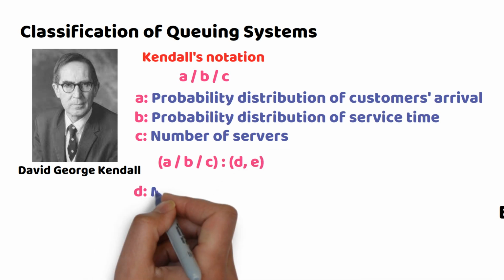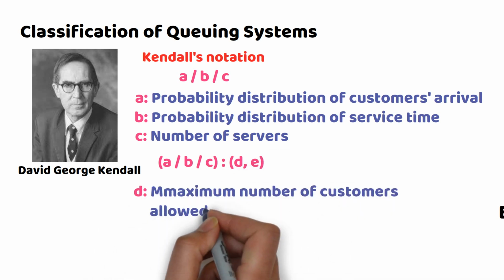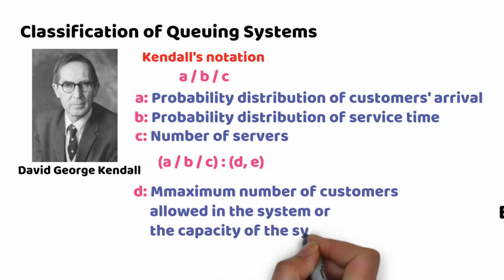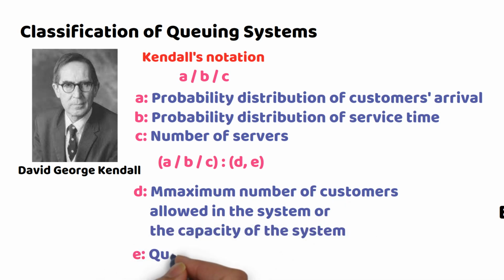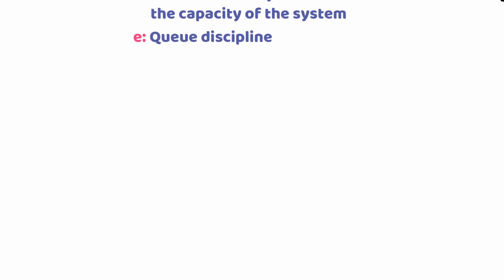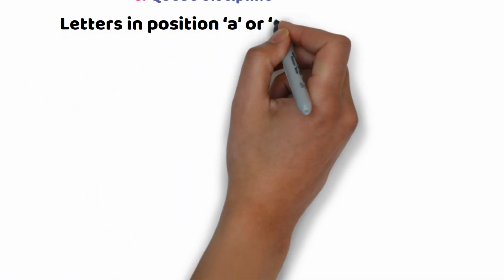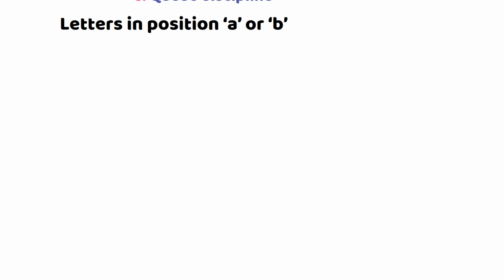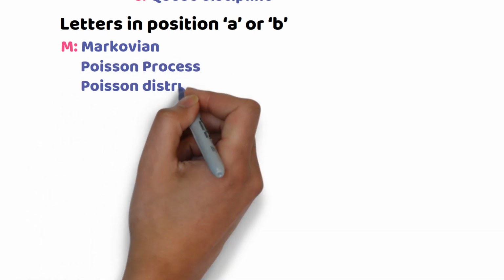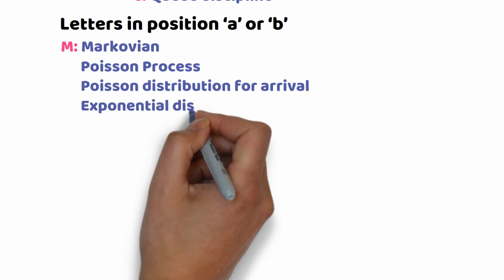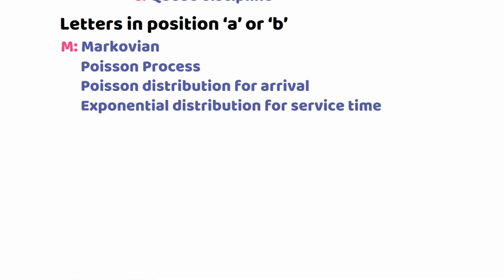Here, D is the maximum number of customers allowed in the system or the capacity of the system. And E represents the queue discipline. Different letters and symbols are used for these alphabets. Commonly used letters in position of A or B are: the symbol M represents Markovian. It is to indicate the Poisson process, which means Poisson distribution for arrival and exponential distribution for service time.